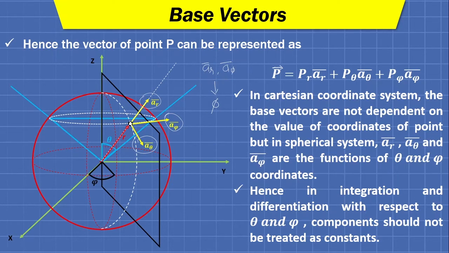Okay. So in this way some calculation will be quite different compared to Cartesian system. And being so, integration and differentiation with respect to theta and phi component should not be treated as constant. Theta and phi, we must take as variables whenever we are performing integration or differentiation in spherical coordinate system.